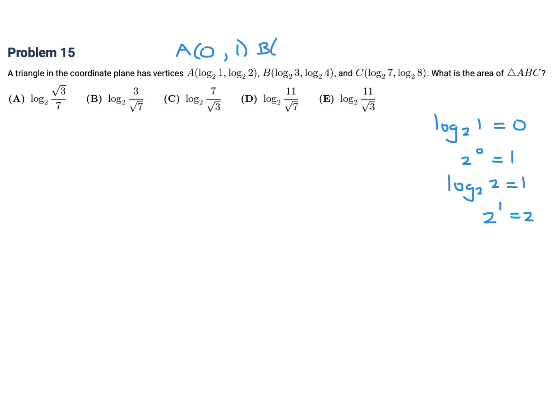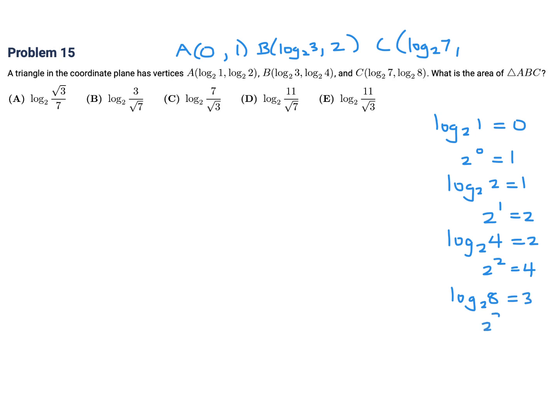For B, we can't change the first coordinate yet unless we had a calculator. But the log of 4 to the base 2 is 2, because 2 to the power of 2 is 4. That's nice. And let's see if we can change anything with C. The first coordinate, I don't think so. But the log of 8 to the base 2 is 3, because 2 to the power of 3 is 8. So we simplified it a little bit, and hopefully that will help us.